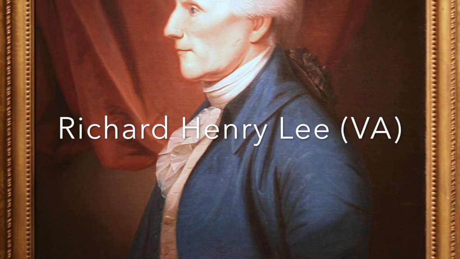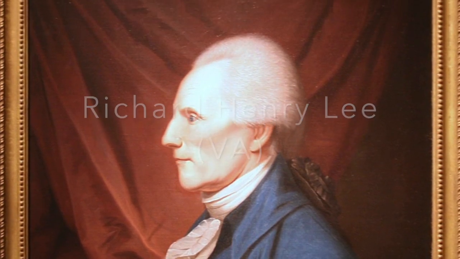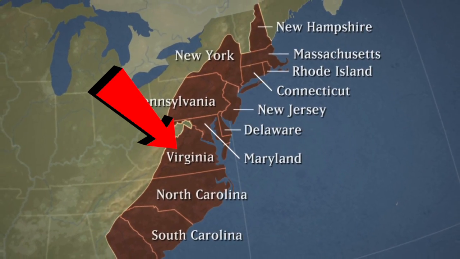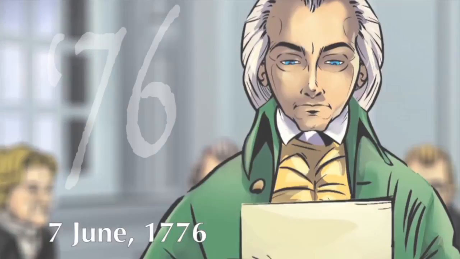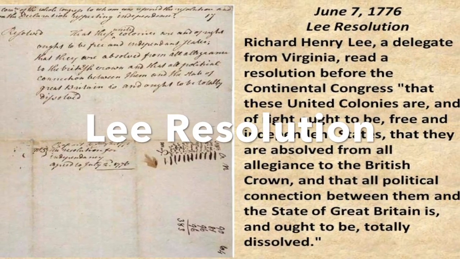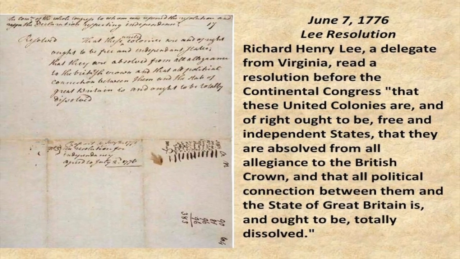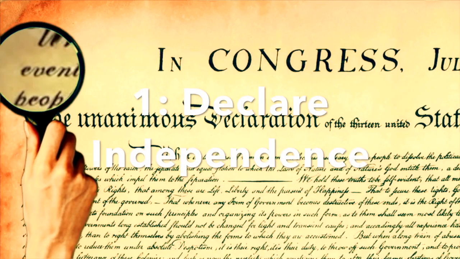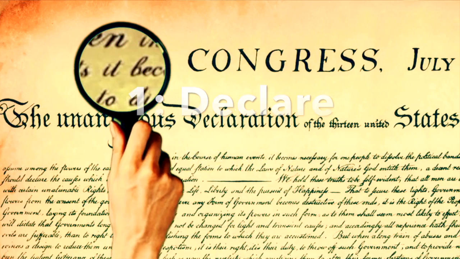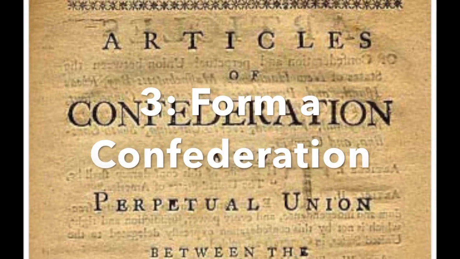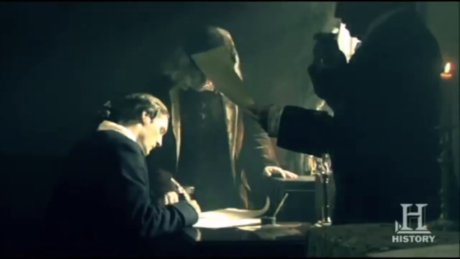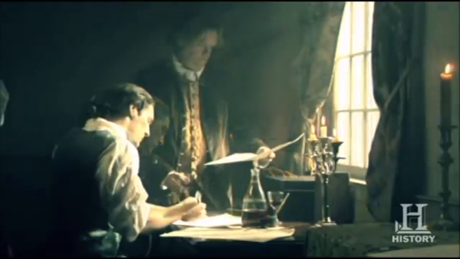The man that first proposed a Declaration of Independence was Richard Henry Lee, a representative of Virginia. On June 7, 1776, he presented the Lee Resolution, stating that there were three things that needed to happen for the colonies to seek independence. The first was to officially write and declare independence from the mother nation, England. The second was to secure foreign alliances, and the third was to form a joint confederation that would unite the colonies as one. Congress decided to adopt this resolution and went to work on writing the Declaration first.